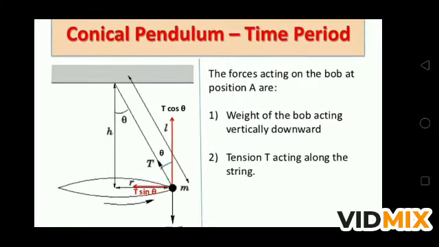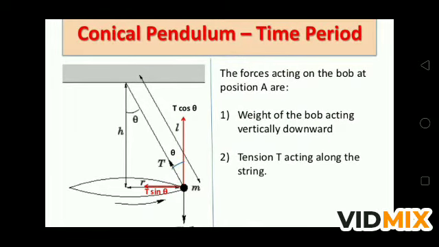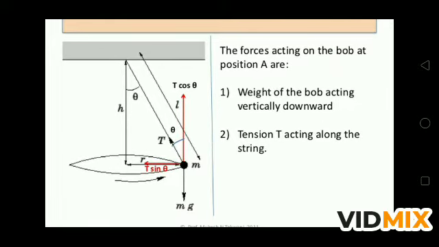So the forces acting on the bob at the position A are, first, the weight of the bob, mg, acting vertically downward, and second, the tension T acting along the string. So two forces are acting on the bob: one is the weight of the bob which is acting downward, and the other is tension T which is acting along the string.